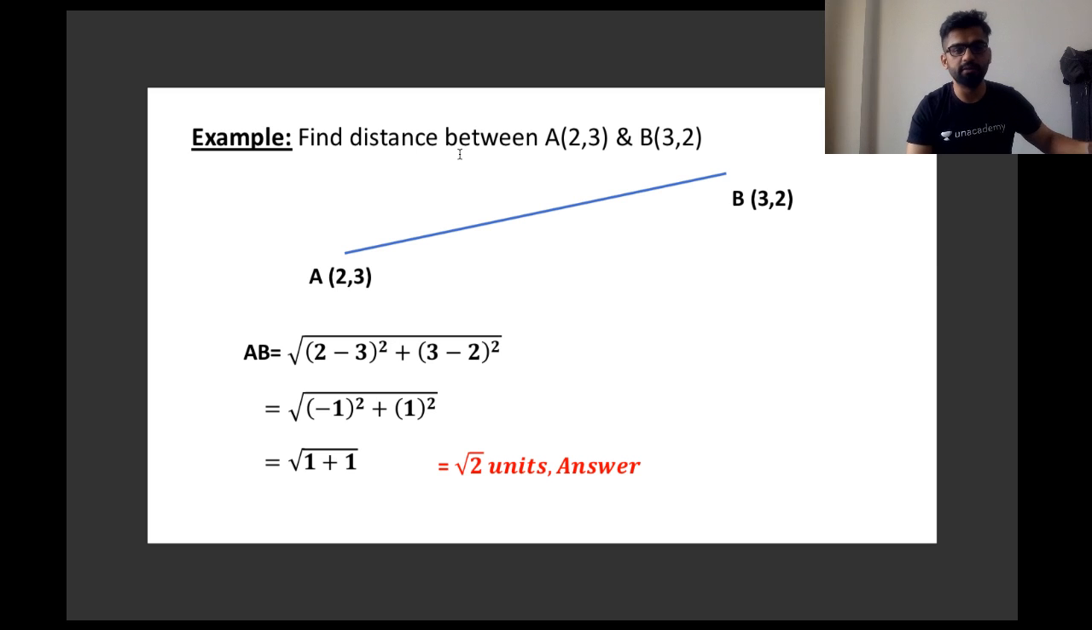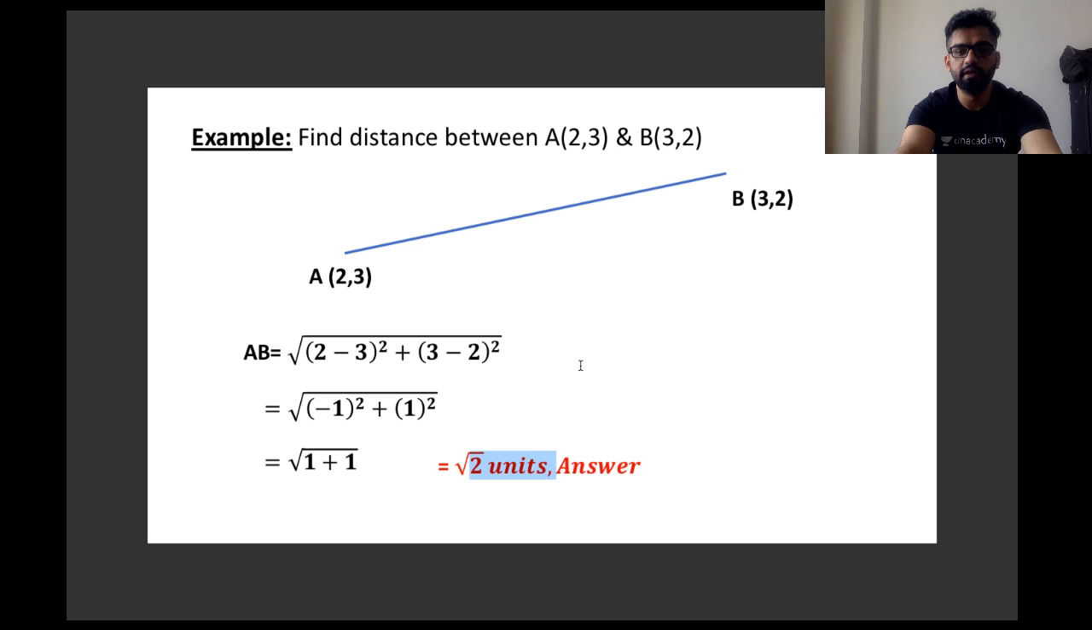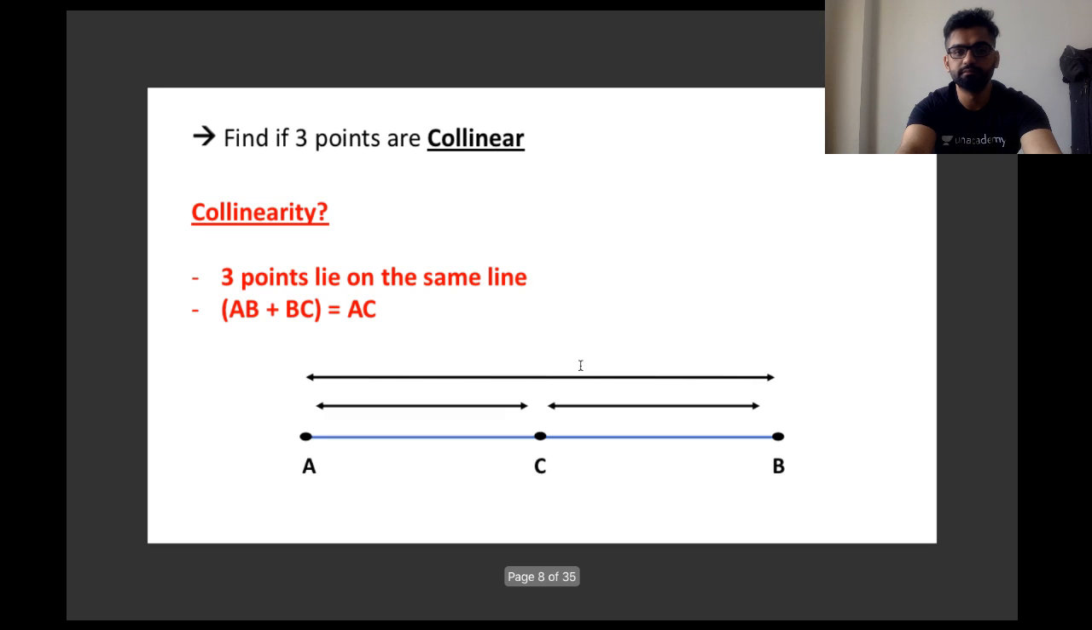AB, the distance is going to be calculated as under root of the square of the difference of abscissas, that is 2 minus 3 whole square, plus the square of the difference of ordinates, that is 3 minus 2 whole square. It's going to give you under root of minus 1 square plus 1 square, that is under root of 1 plus 1, which is under root of 2. So the distance between A and B here is under root of 2 units.